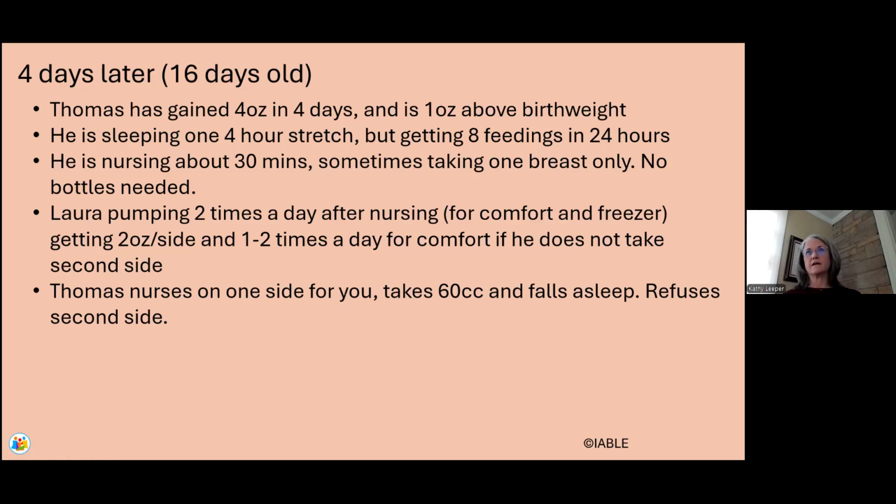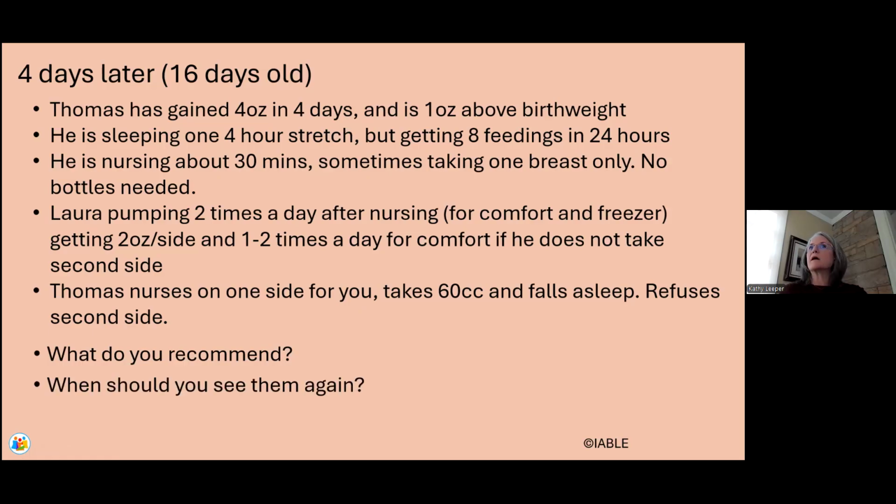If he doesn't take the second side at a feeding, she needs to still relieve a little pressure. So he nurses on one side for you. He takes 60 cc's and falls asleep. He wakes up and looks at you and says, yeah, I don't want that other side. So what are you going to do now?